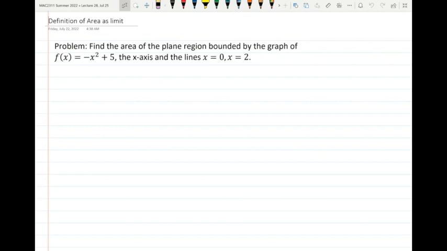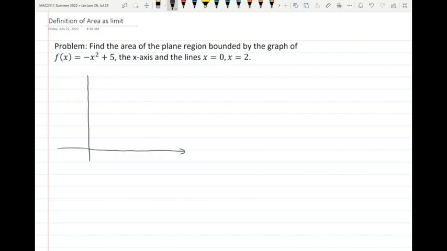Okay, so here's the question. Find the area of the plane region bounded by the graph of this function, negative x squared plus 5, the x-axis, and these two lines, x equals 0, x equals 2. Remember, those are vertical lines. So let's just draw a picture to understand what this is.